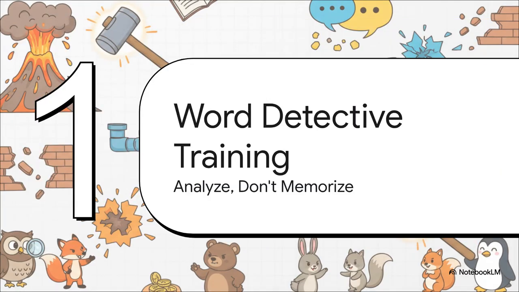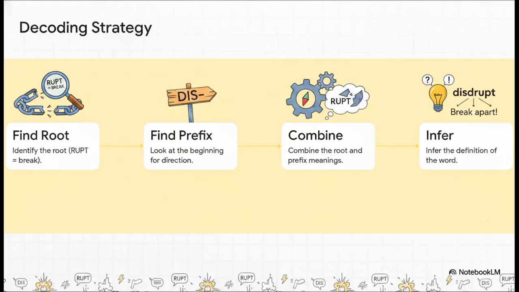Section 3. Word detective training. Analyze, don't memorize. I hope you brought your magnifying glasses because Professor Al is officially kicking off your word detective training. The crucial takeaway here is to follow 4 logical steps to decode unfamiliar words, rather than just trying to memorize the entire dictionary. Step 1.